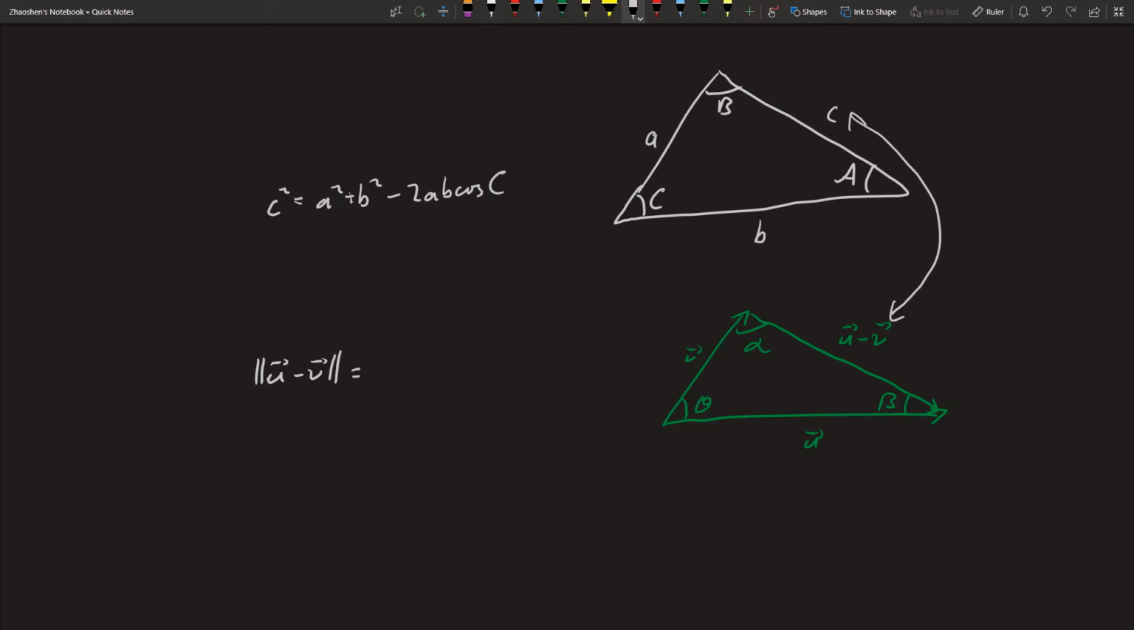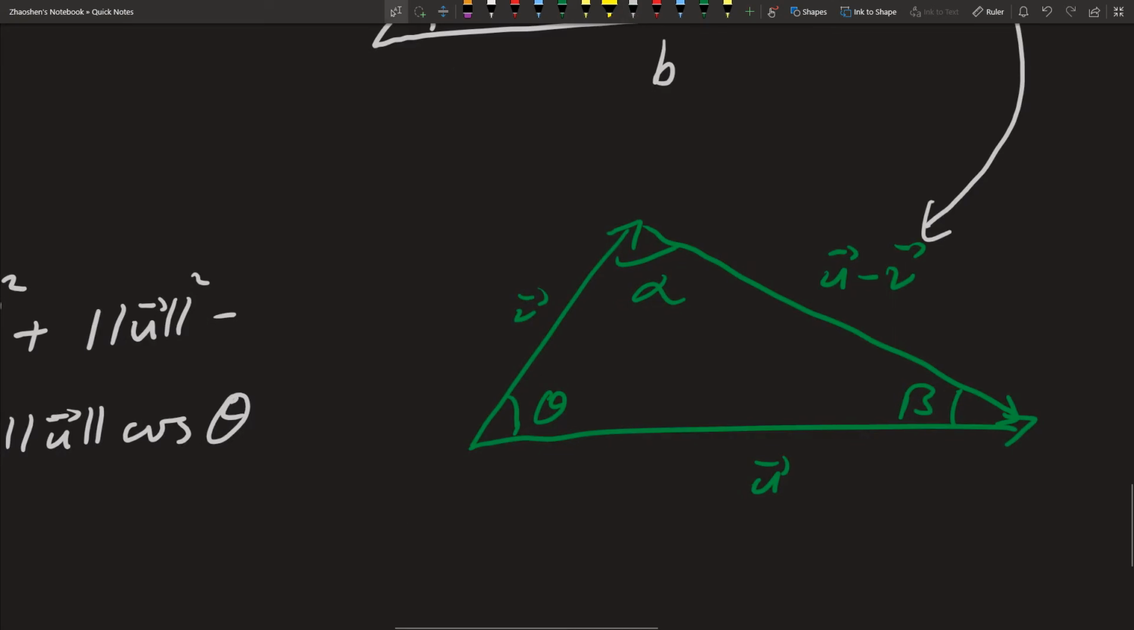A is the length, which is the magnitude of vector v squared. Length squared, I forgot the squares. B is the length, so it's the magnitude of vector u squared, minus 2ab cosine c, right? 2 times the magnitude of vector v times the magnitude of vector u, cosine, what's c in this case? C is theta, and notice theta is the angle between vector v and vector u, right? You can clearly see it right here.